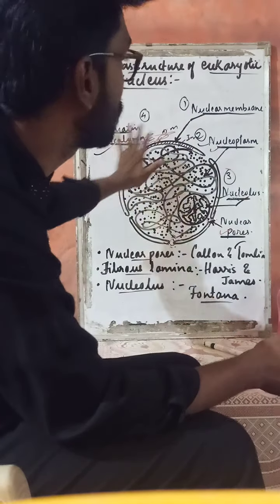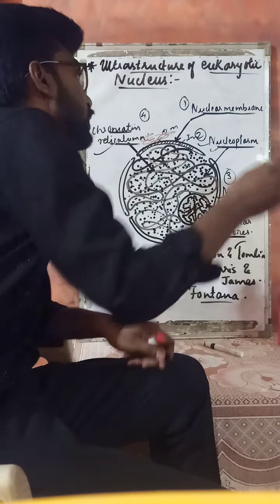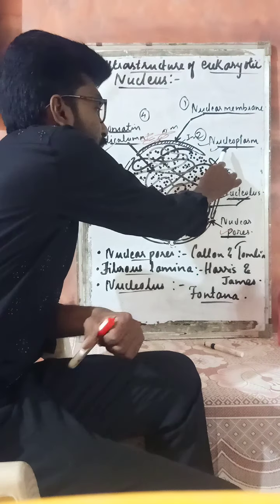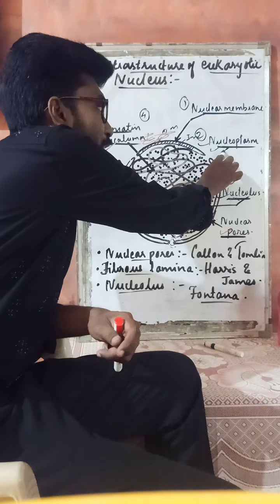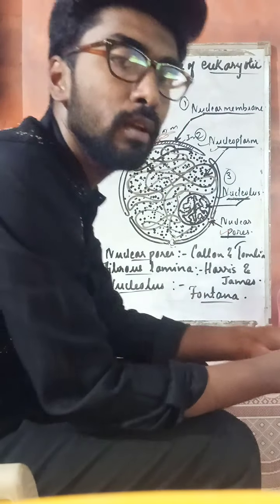This is the ultrastructure of the eukaryotic nucleus. How many components? Four components. First is the nuclear membrane, also called nuclear envelope or karyotheca. Second is nucleoplasm, also called karyolymph or nuclear sap. Third is nucleolus, and fourth is chromatin reticulum.